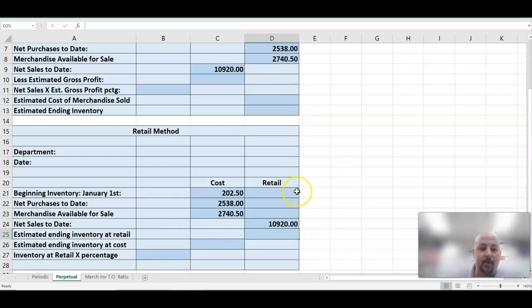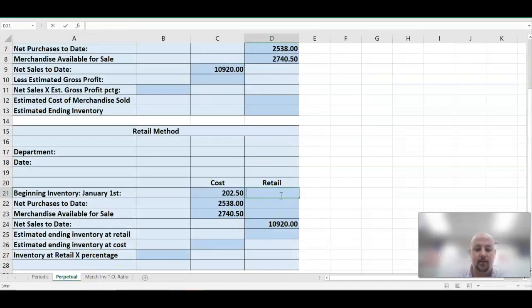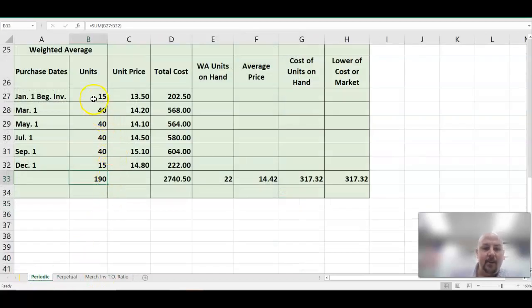Now what we got to do is figure out our retail amounts of inventory and purchases. So beginning inventory, we had 15 units. Well, okay, 15 units times the retail price of 65 bucks. Our beginning inventory had a retail price of 975 bucks. Our net purchases, let's talk about that. Everything beyond those 15 units were net purchases for a total cost of 2,538. That's the cost. We need the retail amount.